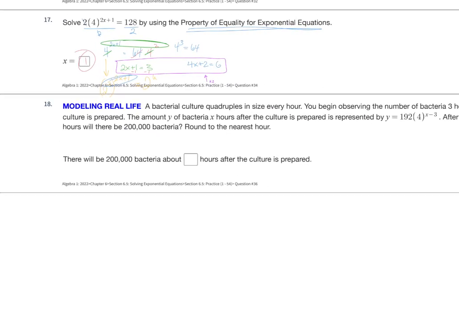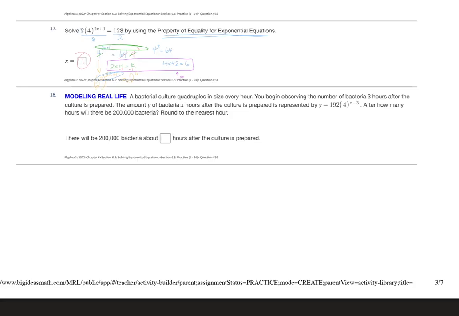Modeling real life: a bacteria culture quadruples in size every hour. Neato. So you begin observing the number of bacteria 3 hours after the culture is prepared. The amount y of bacteria x hours after the culture is prepared is represented here. After how many hours will there be 200,000 bacteria?